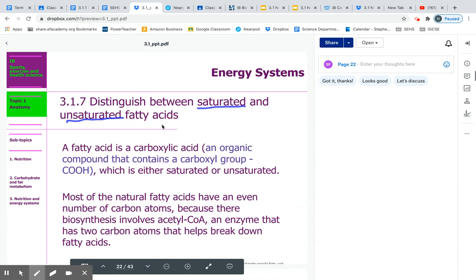But let's talk about their differences. Distinguish means differences. Let's talk about their differences molecularly. So let's review. We talked about a fatty acid having this acetyl group, this COOH, and each one of these is connected to a carbon, and it can go on for any length. And each one of these is connected to two hydrogens.